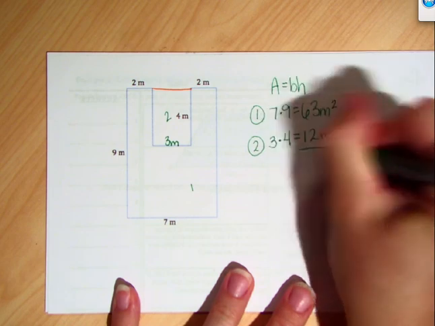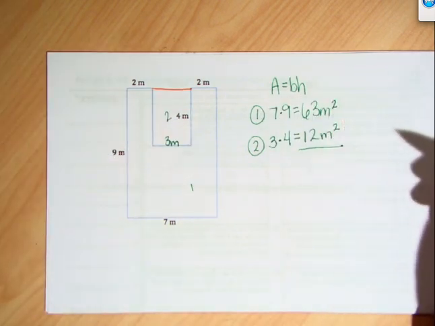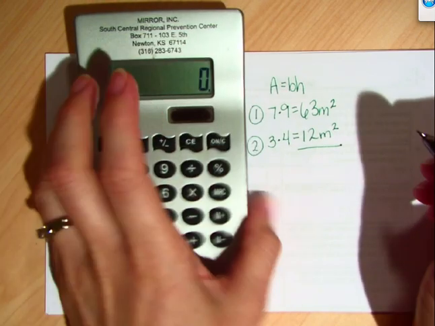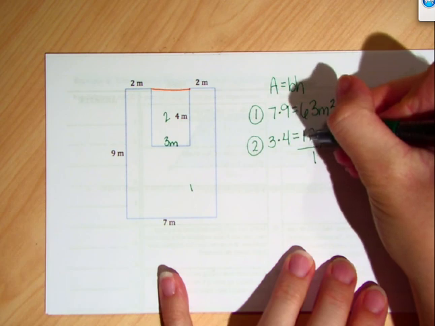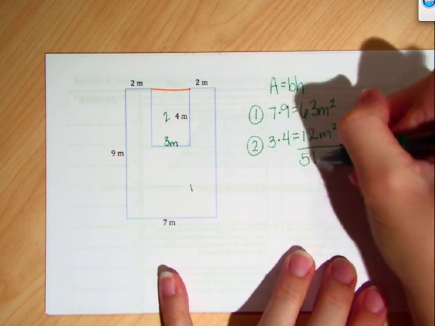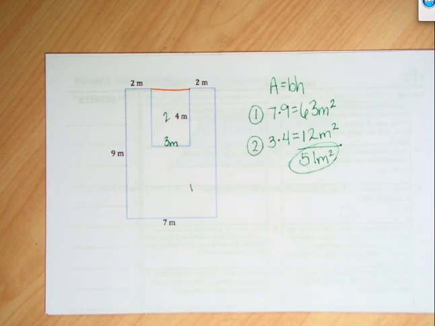Okay, now we're taking out the small one, so we need to subtract. Well, I could do that one on paper. 3 minus 2 is 1. 6 minus 1 is 5. Still 51 meters squared.